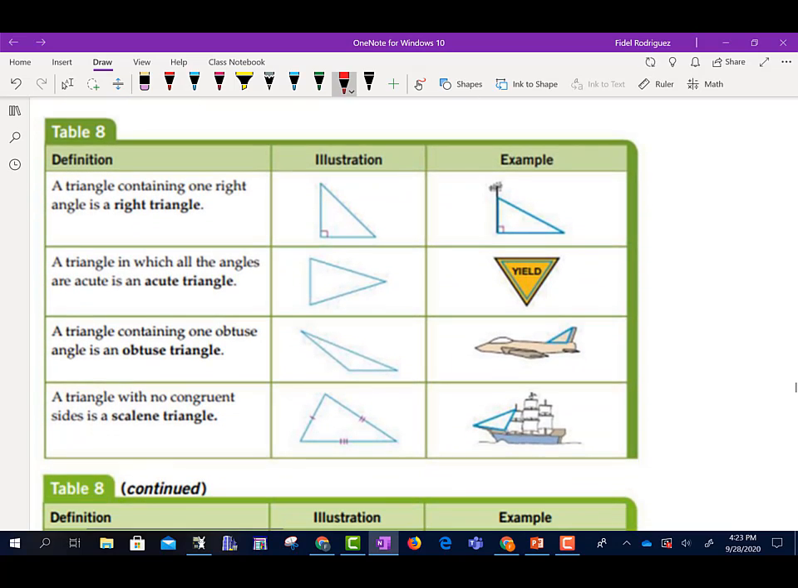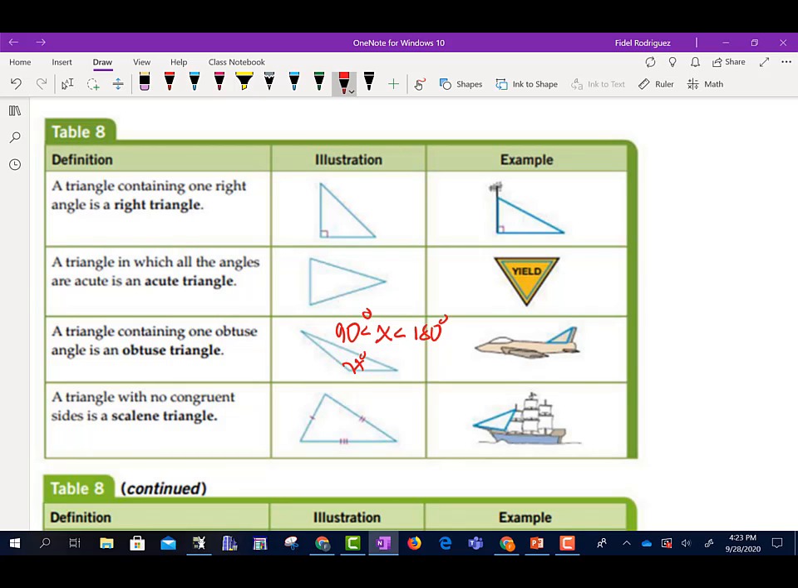Okay, so now let's talk a little bit about triangles. A triangle that contains one right angle is called a right triangle. A triangle in which all the angles are acute is called an acute triangle. A triangle containing one obtuse angle is an obtuse triangle, okay? Obtuse, guys, just means that the angle is bigger than 90 and smaller than 180. So say we call this angle X. X is going to be between 90 and 180 degrees, okay?